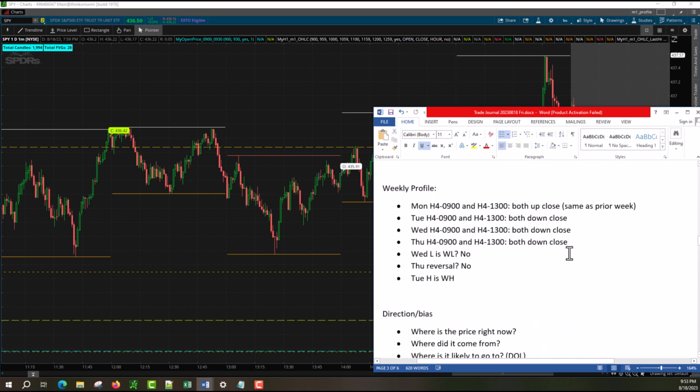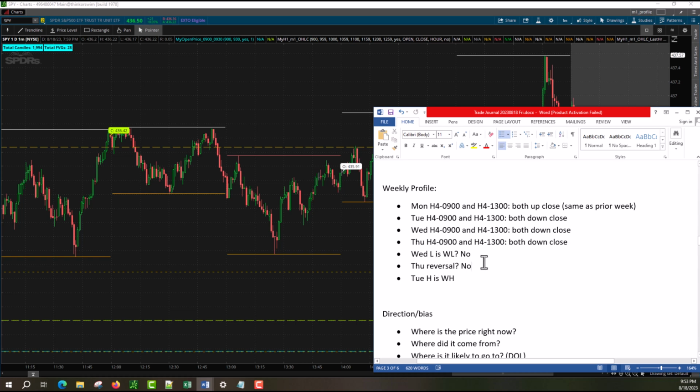Before we jump in, here's our observation for this week: for three days consecutively, Monday, Tuesday, Wednesday, and Thursday, actually four days in a row, you have both the 4-hour time frame candles out. Then the question we asked on Wednesday is: is Wednesday low the week low?